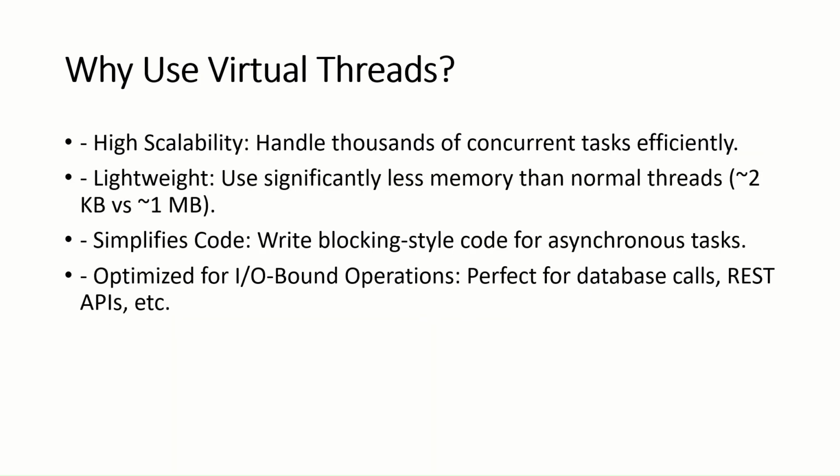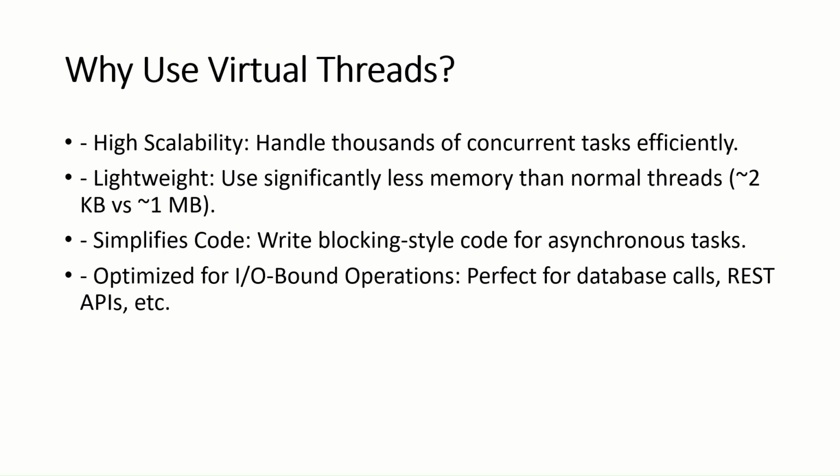Now I will go to the next slide to discuss why we use virtual threads. For high scalability, one should use the virtual thread. It handles thousands of concurrent tasks efficiently. If you want to manage memory, the virtual thread is lightweight. It uses significantly less memory than normal threads: in the case of a virtual thread it is 2 KB per thread, and in a normal thread it is 1 MB, which is very much less, right?